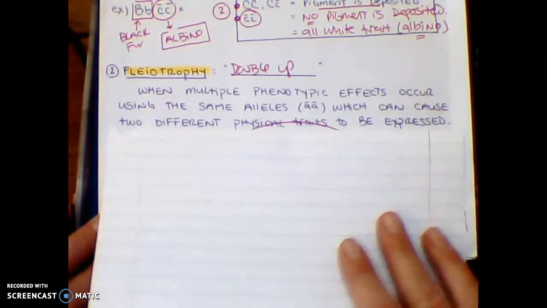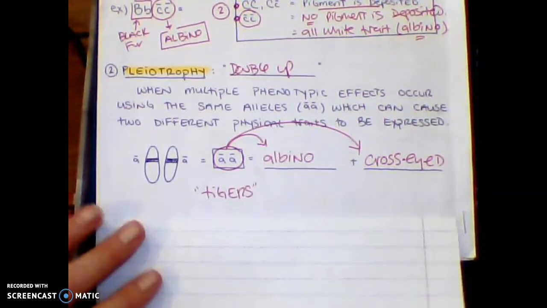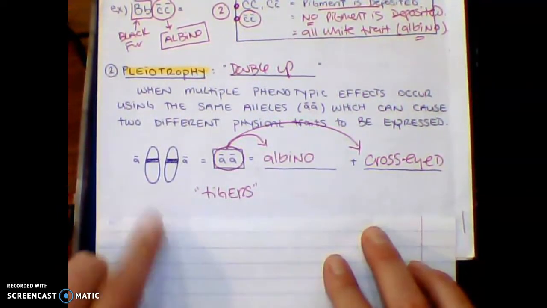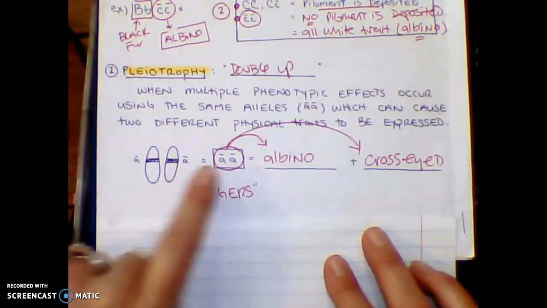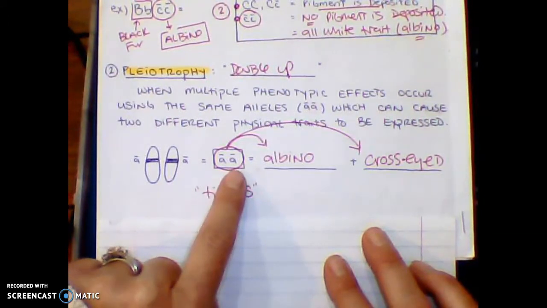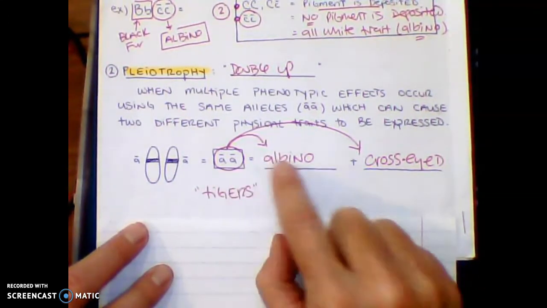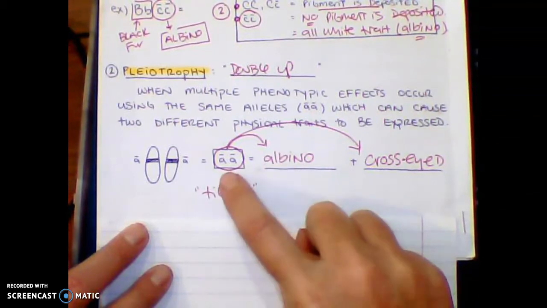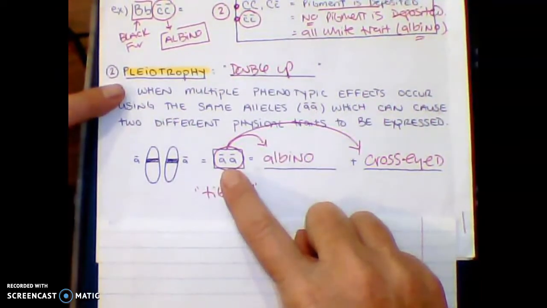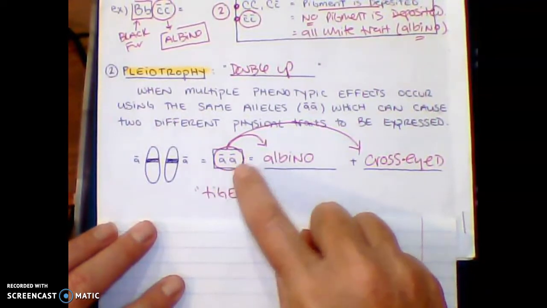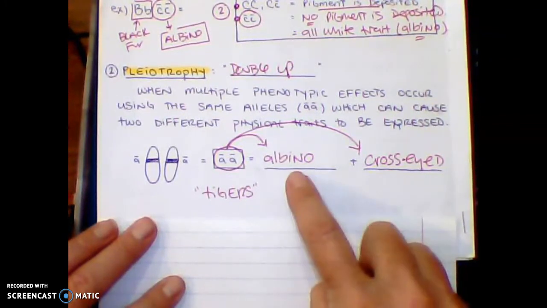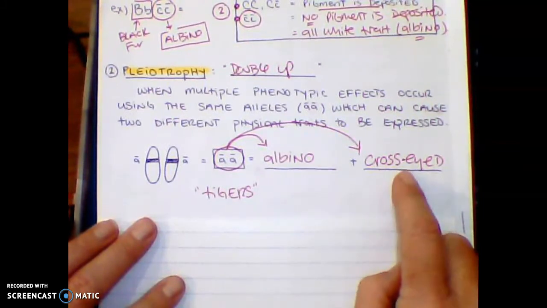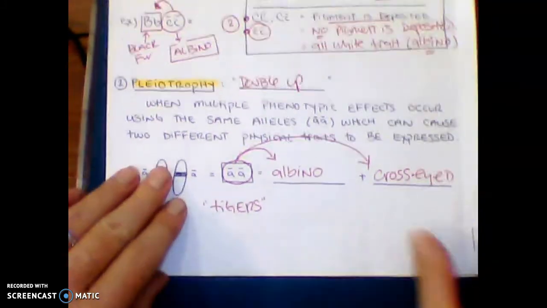So let's talk about real life. In tigers, realistically, if the tiger inherits a little a from mom and a little a from dad, which gives them a genotype of little a little a, not only is the tiger albino, but because little a is a pleiotropic allele combination, it will make the tigers also cross-eyed. True story. So all albino tigers in the wild or captive are all cross-eyed. Kind of cool.